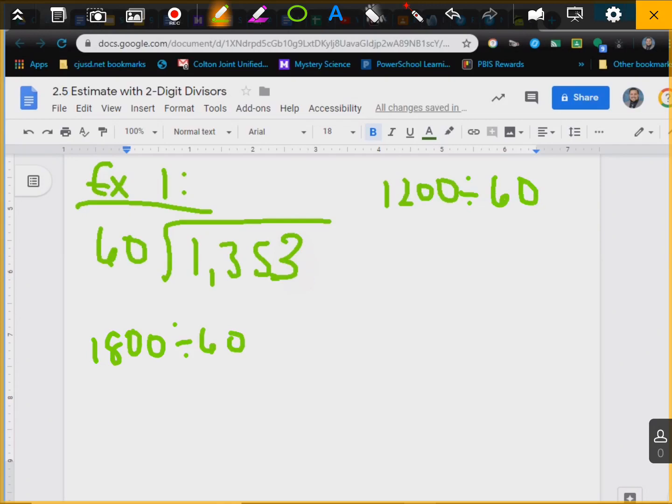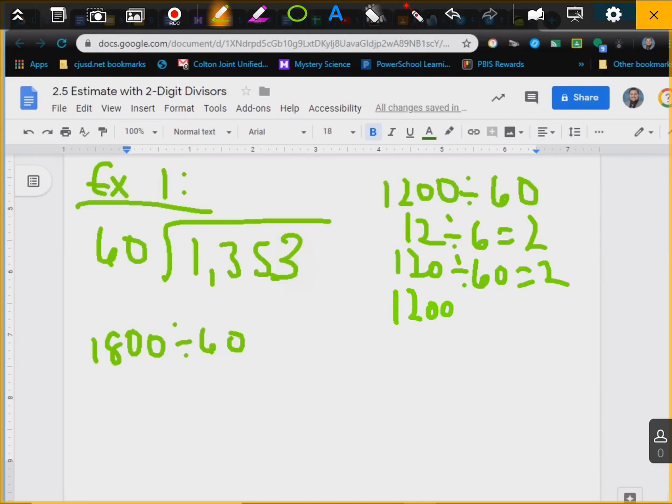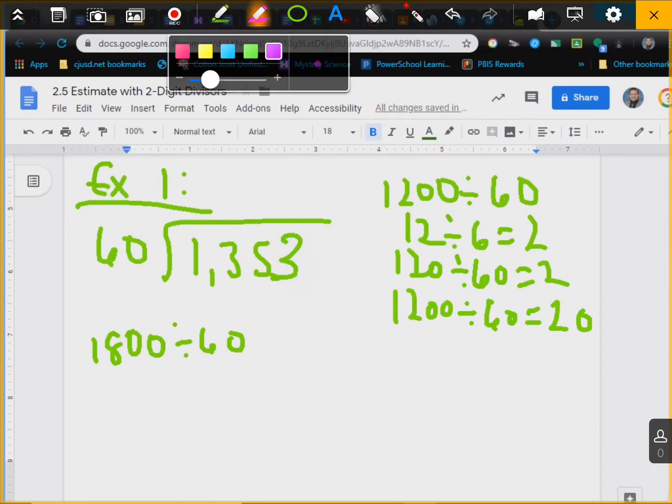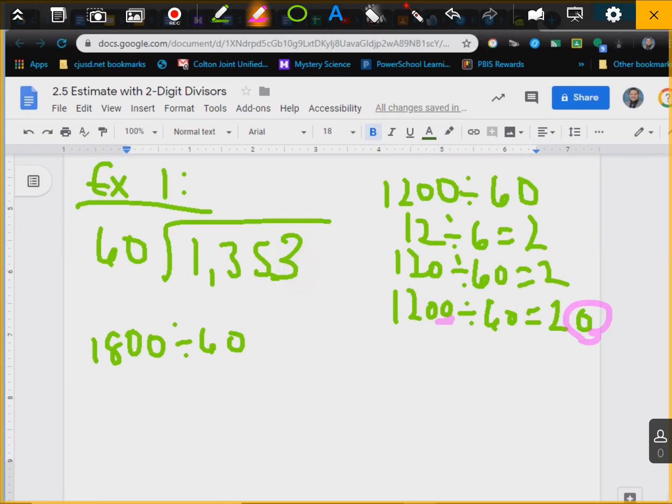So I know I'm going to use my patterns. 12 divided by 6 is 2. 120 divided by 60 is also 2. And that means that 1,200 divided by 60 is 20, because we have an extra 0 here, right? When you add that extra 0, the 0 has to be accounted for here. Okay, so 20 is my first number that I'm looking at.